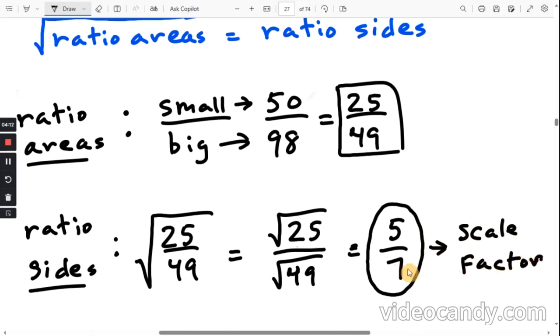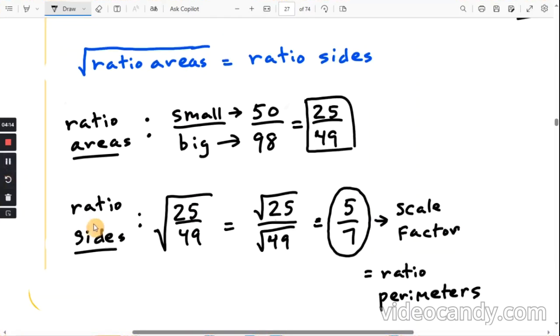And that also equals the ratio of the perimeters. So this right here is your final answer for both questions, the scale factor and the ratio of the perimeters. If you have the ratio of the areas, you take the square root, you'll get the ratio of the sides, which is the scale factor, and that will also give you the ratio of the perimeters.